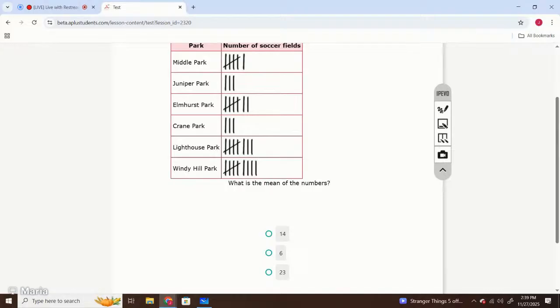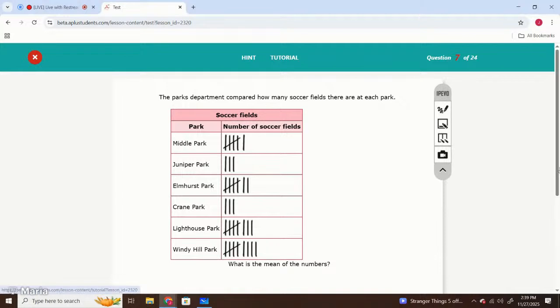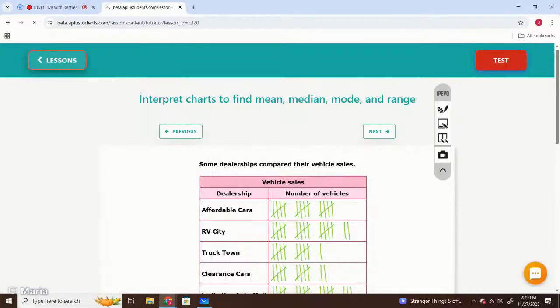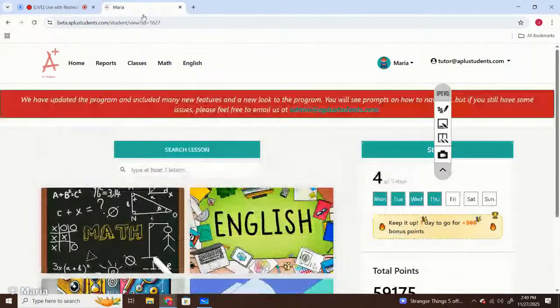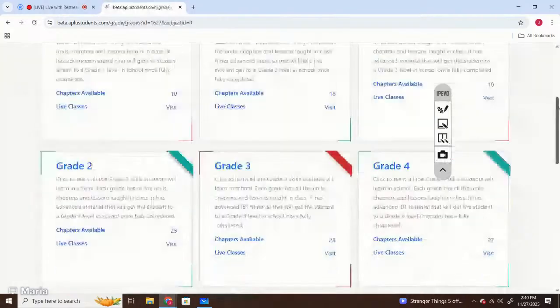So please make sure you complete all the lessons by yourself today. So we are in grade 3 math. The chapter we were working on is probability and statistics. The lessons we have covered today are certain, probable, and impossible; mean, median, mode, and range; and interpret charts to find mean, median, mode, and range. Please make sure before the next session you complete all the practice questions for these lessons. That is your homework until the next session.